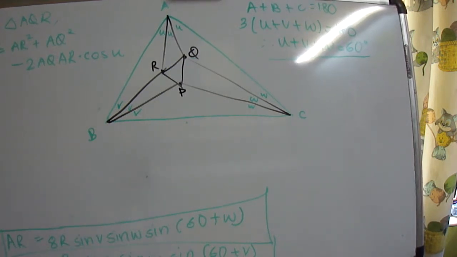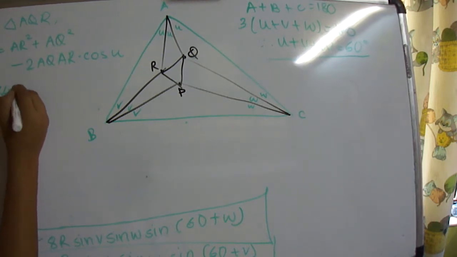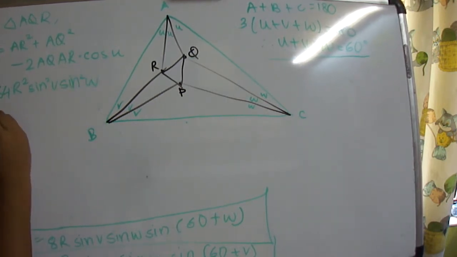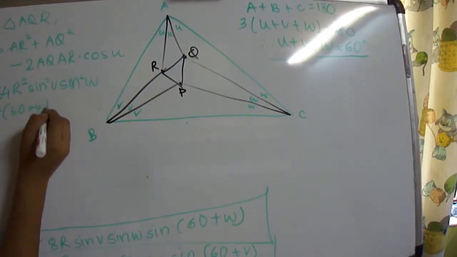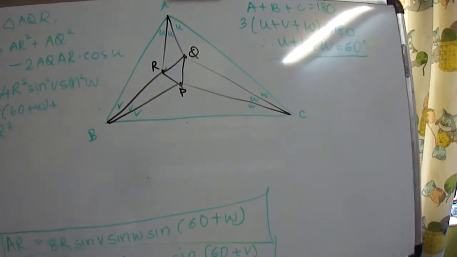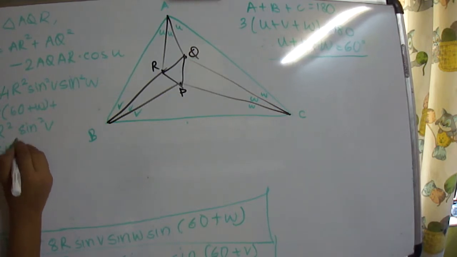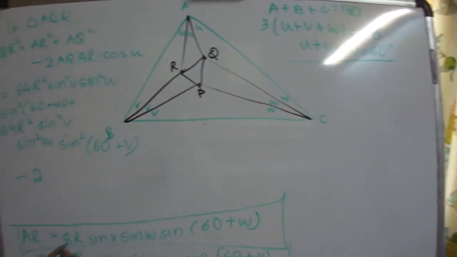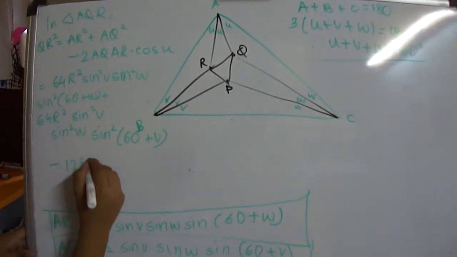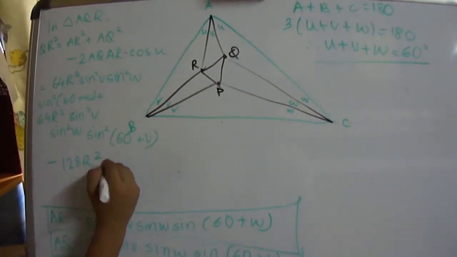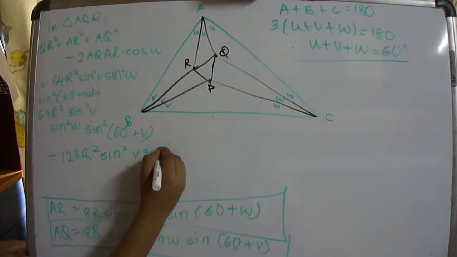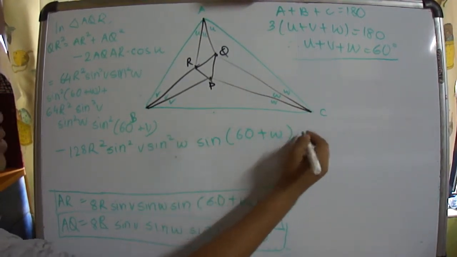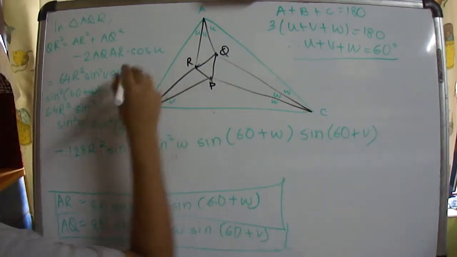We can substitute the expressions now. 64R square sin square V sin square W sin square 60 plus W plus 64R square sin square V sin square W sin square 60 plus V minus 2 into 64R square sin square V sin square W sin 60 plus W sin 60 plus V into cos U.